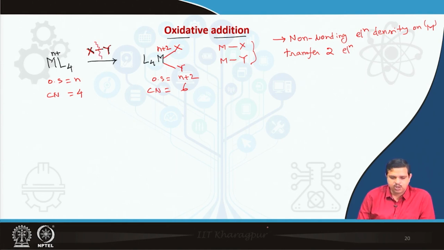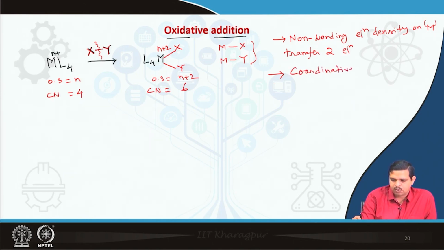So, here as a result this X Y bond is cleaved. So, basically these 2 electrons are transferred to the antibonding orbital of the X Y, and that is the way the X Y bond is cleaved and then coordinates to the M X and M Y. And definitely you will see that coordination number is increased by 2 units. So, your initial metal complex should be coordinatively unsaturated.